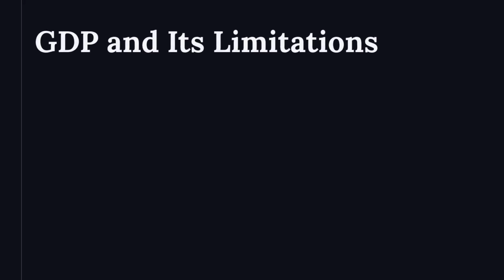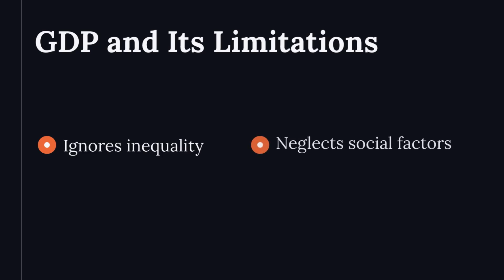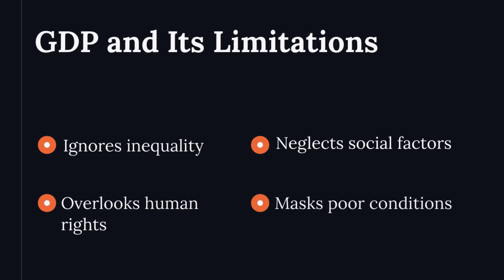GDP overlooks income inequality and quality of life. Health, education, and social cohesion are ignored. Human rights and political stability are not reflected. GDP growth can mask poor living conditions. It treats all economic activity as positive.